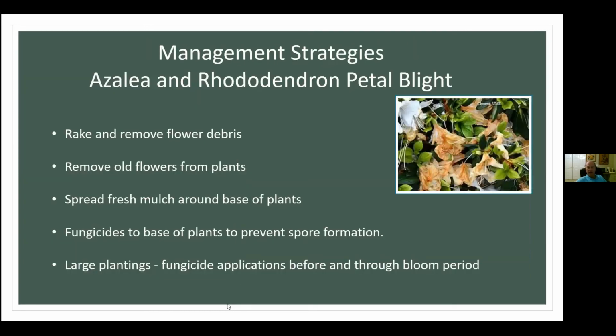Remove infected flower debris to reduce spread. Infected flowers that have not fallen should also be removed. Fungicide can be applied at the base of the plant to try to prevent spores, but this is only marginally effective. If you have a large area of azalea plantings, consider applying the fungicide just before blooming starts and continue at the manufacturer's suggested intervals throughout the blooming period.